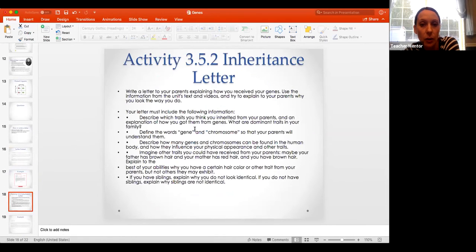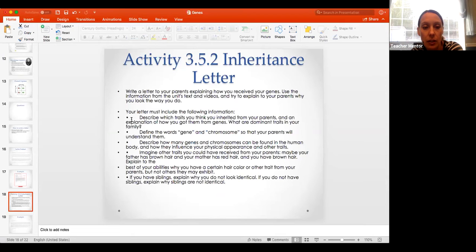Okay, so in activity 3.52, we get this inheritance letter. What they're asking you to do is apply your own personal genetics and write a letter to your parents describing what you have. It says, write a letter to your parents explaining how you received your genes. Use the information from the unit's text and videos and try to explain to your parents why you look the way that you do. And then it gives you the requirements.